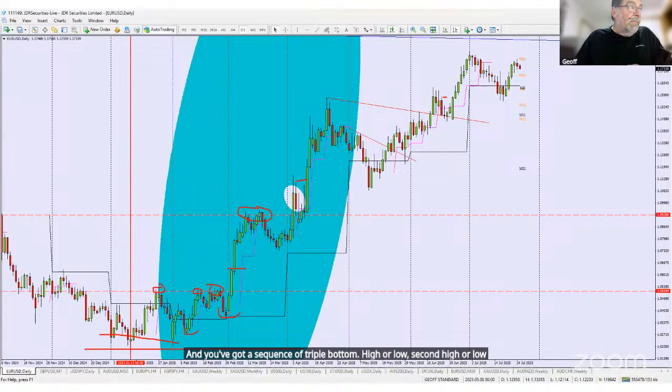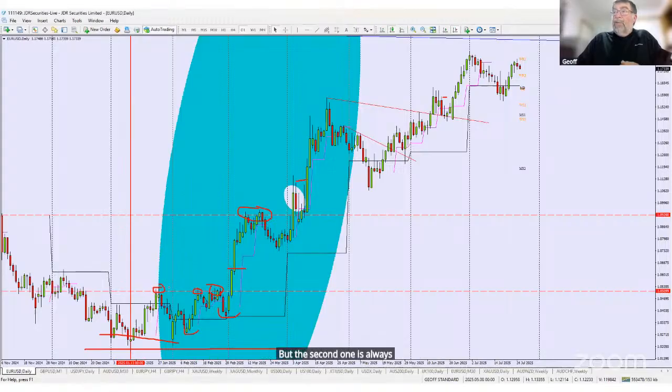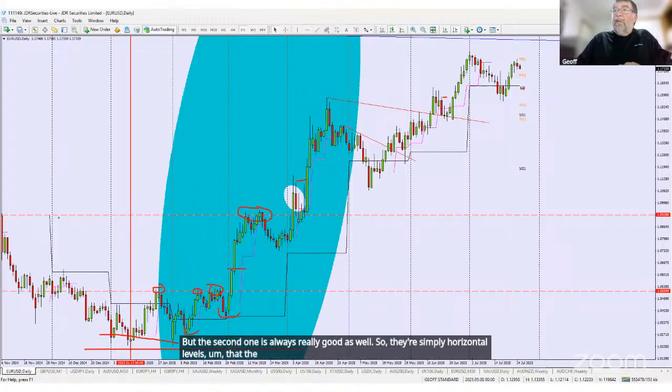And you've got a sequence of triple bottom, higher low, second higher low. Just for clarification, the second low is a better one than the first one, but the first one's not too bad, and I trust it. But the second one is always really good as well. So they're simply horizontal levels that the market has respected in the past.